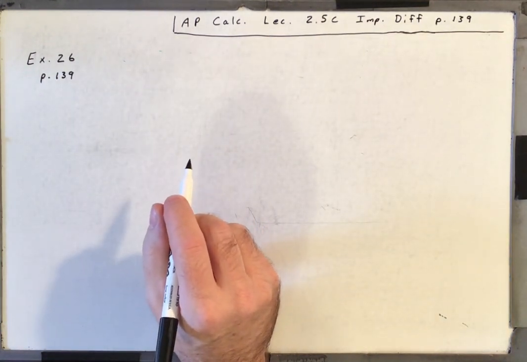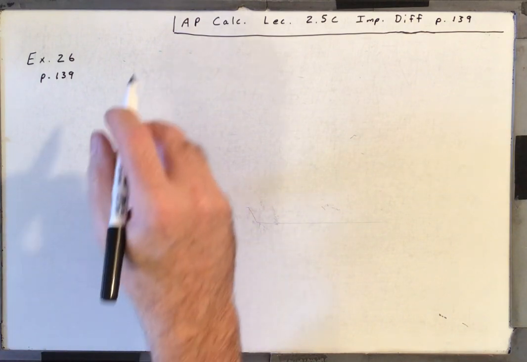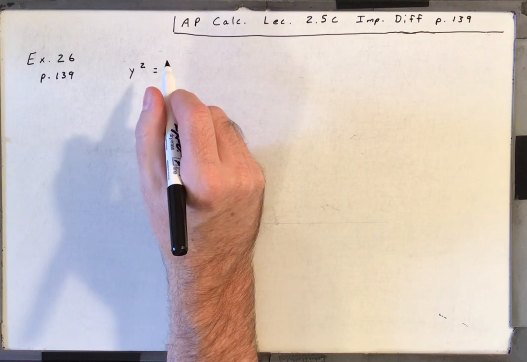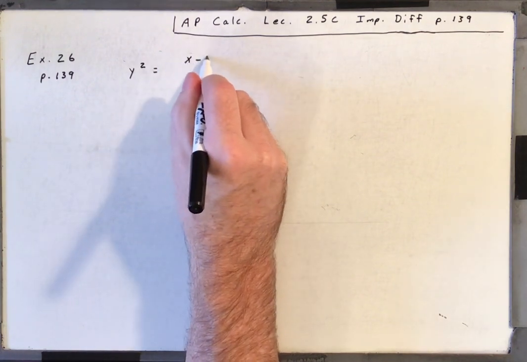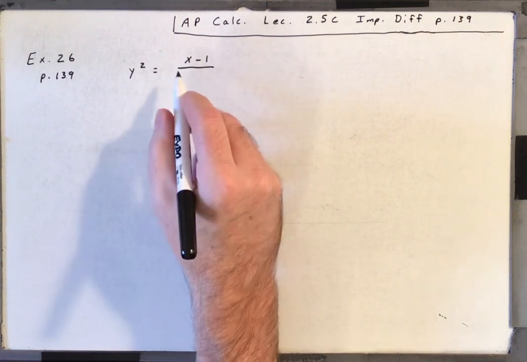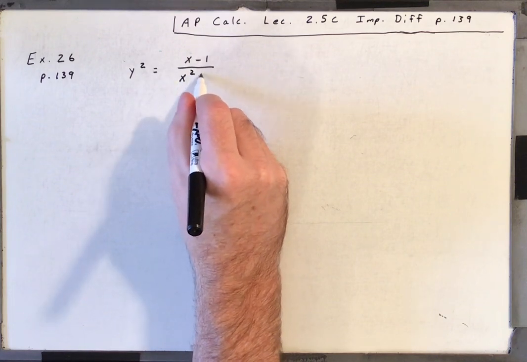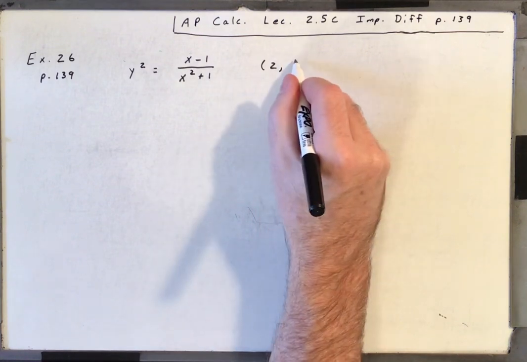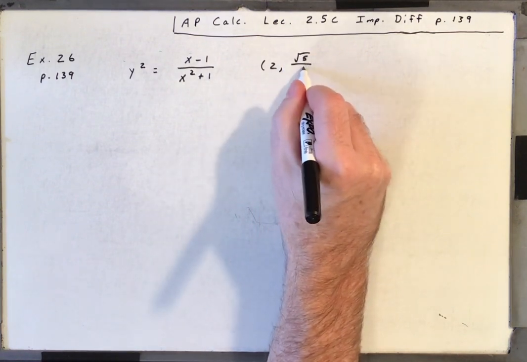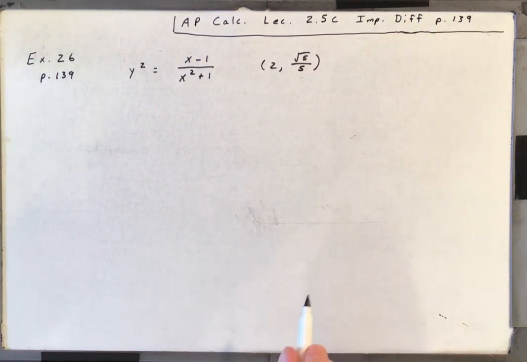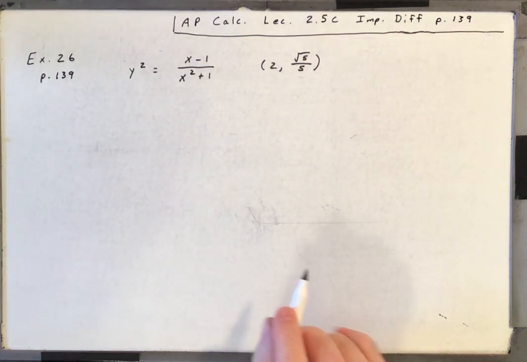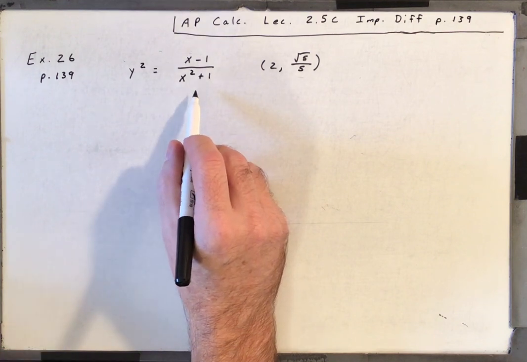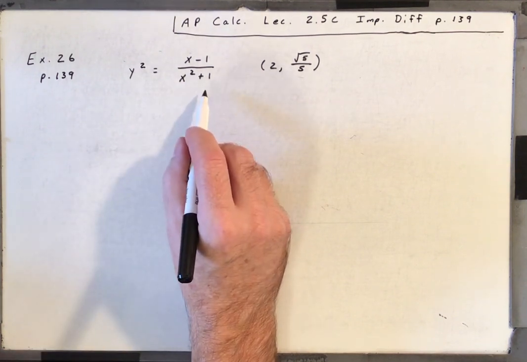Okay, so we want to find the equation of the tangent line, and we have y squared is equal to (x minus 1) over (x squared plus 1). And our point is 2, root 5 over 5. Now, we could go through this and use the quotient rule, but we're going to get just a big, nasty fraction that we're going to have to deal with.